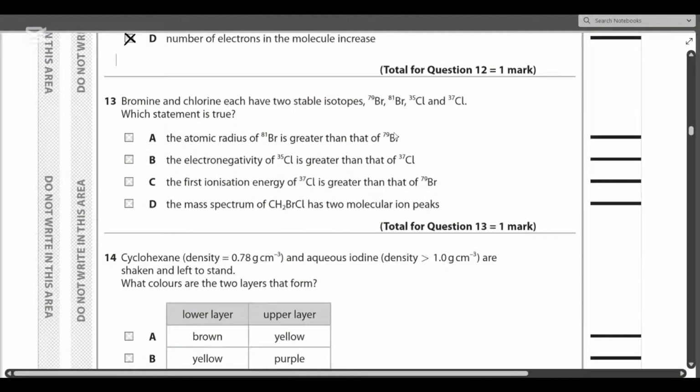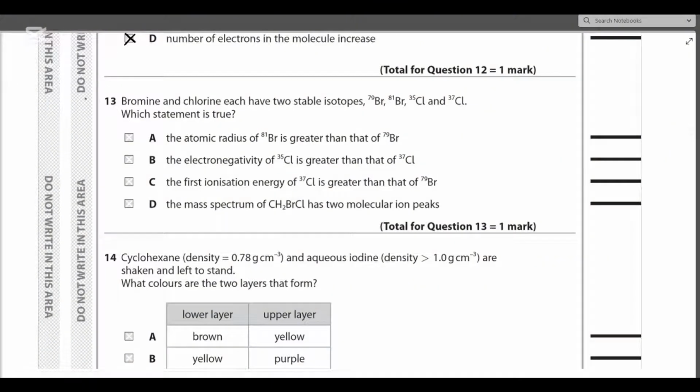Again, number 13, you have bromine and chlorine each having 2 stable isotopes. Which statement is true? Now, isotopes, whatever they are, the atomic radius kind of remains the same, so that is not correct. The electronegativity also remains the same because actually they're the same elements. Isotopes are from the same elements, so electronegativity does not change.